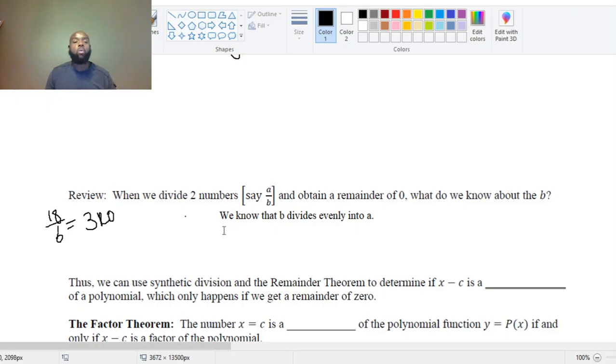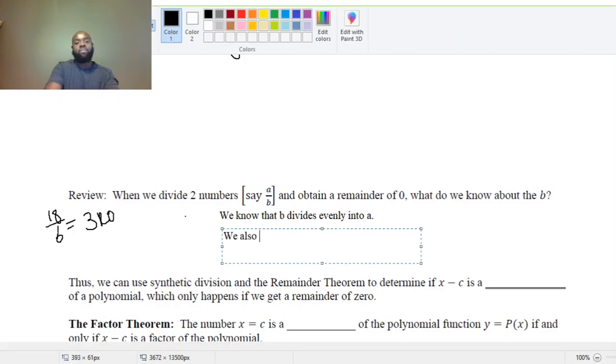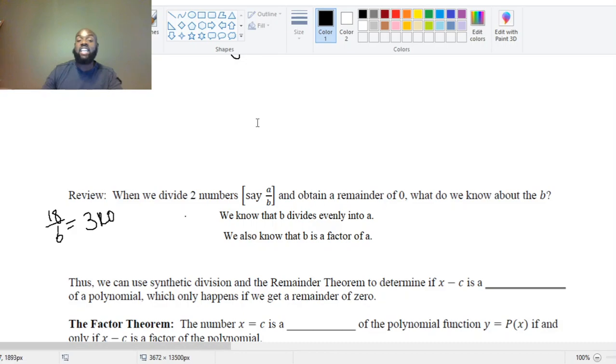We also know that B is a factor of A, because if it divides evenly into it, we can call it a factor. Remember, if I look at 18, what are my factors of 18? Well, 1 and 18, 2 and 9, 3 and 6. So when we have a remainder of 0, we know that the denominator divides evenly into something, and that the denominator is a factor of the thing that we're dividing into.